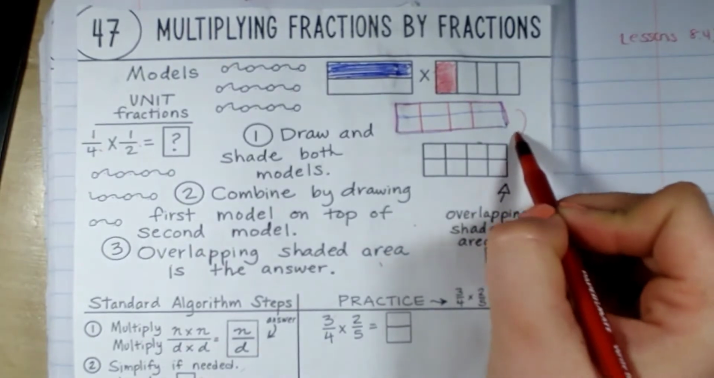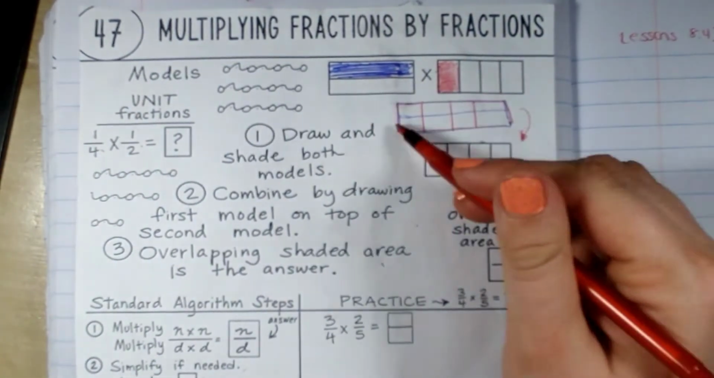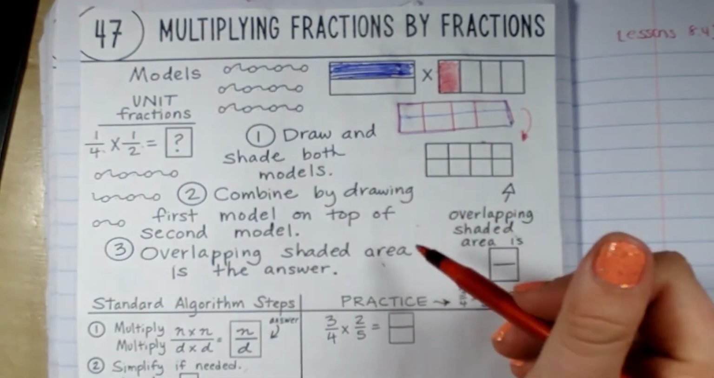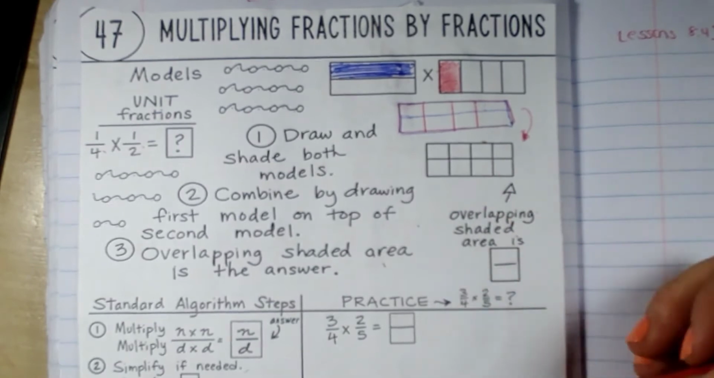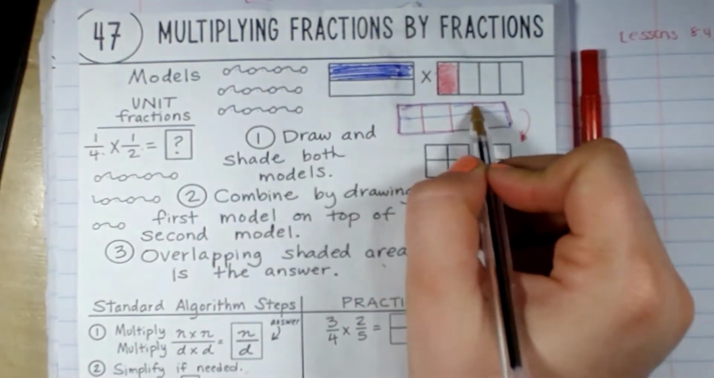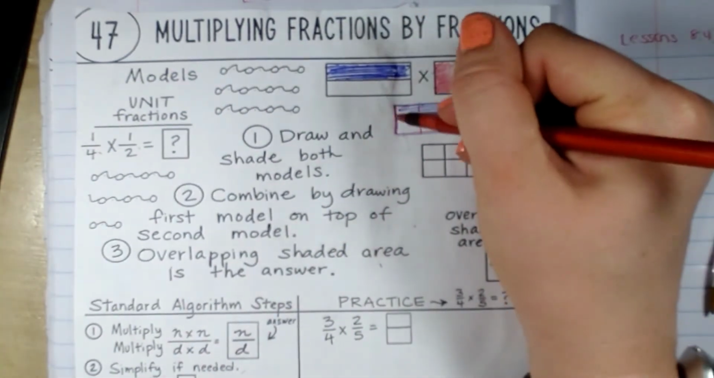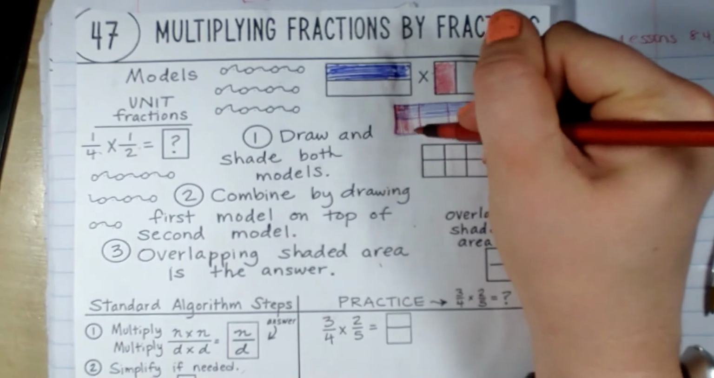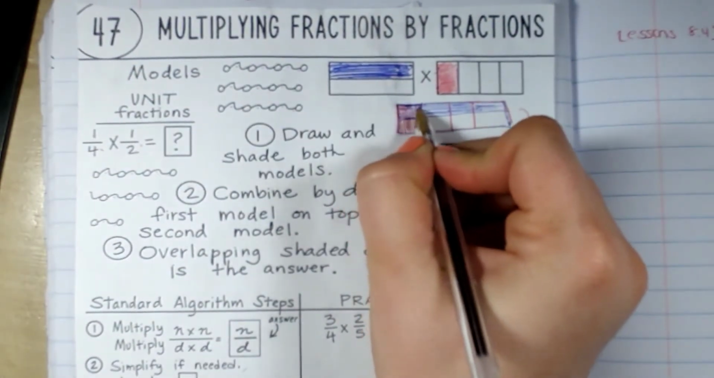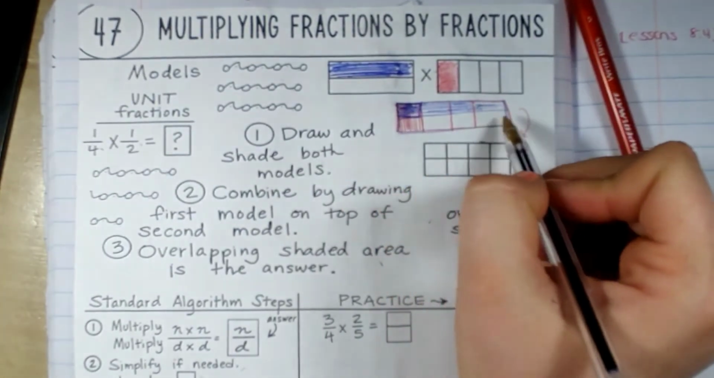See? Just like over here. So how did I get that? That is exactly how I got that. Combine by drawing the first model on top of the second model. Overlapping shaded area is the answer. Oops, I forgot to actually color it when I drew it. A lot like when we did decimals. So right here is going to be the overlap. That is 1 out of 8.